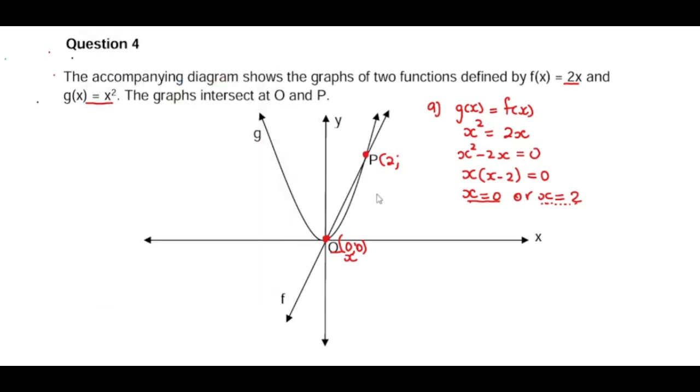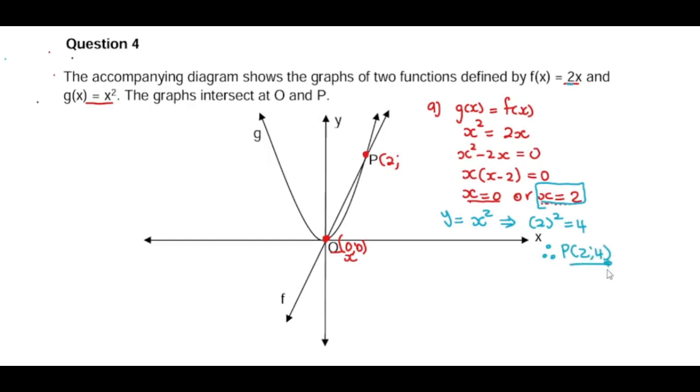So to find the corresponding y value, you're going to take one of these equations. I'm just going to take g(x). We know that g(x) is y, and it's equal to x squared. Where this x, we substitute 2 to find the corresponding y value of P. So this will be 2 squared, which equals 4. Therefore the coordinates of P become (2, 4).